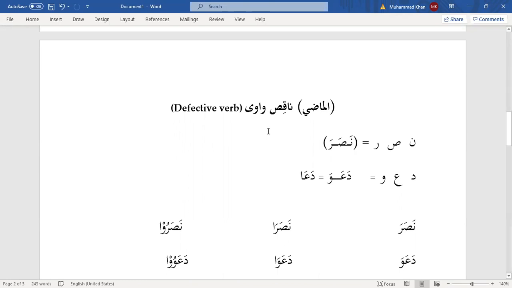Now, in naqis wawi, the most common bab is nasara yansuru.